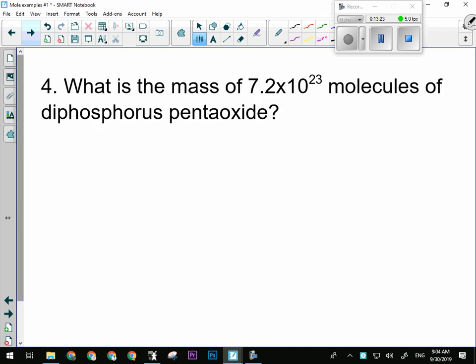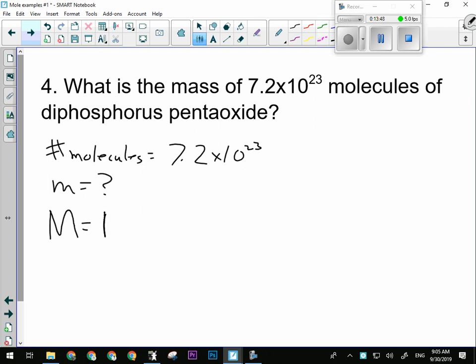We want to find the mass of 7.2 times 10 to the 23 molecules of diphosphorus pentaoxide. So our givens are the number of molecules, 7.2 times 10 to the 23. We are looking for the mass, so we're looking for little m. And we know the material is diphosphorus, so P2, pentaoxide, O5.